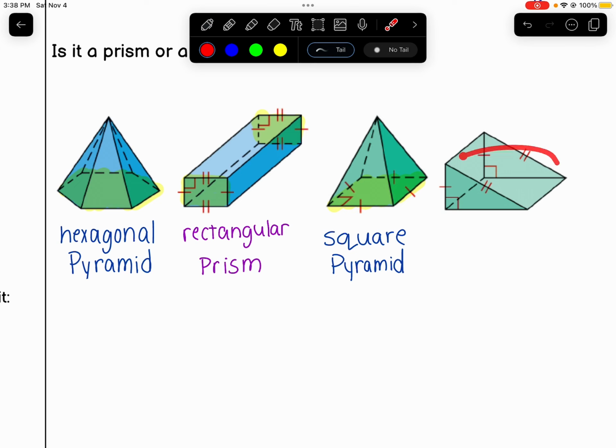And our last 3D solid to classify, do you think this is a prism or a pyramid? Do we have one base or do we have two bases? That is, two parallel and congruent faces. Well, I really hope that you said that this was a prism. These right triangles in the front and in the back are parallel and congruent faces. This is a triangular prism.